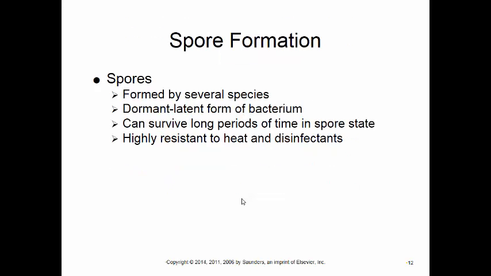Bacteria can divide, and we saw them go from one bacteria to two. If the conditions change and it's not in the best environment, some bacteria can go into a dormant or latent form, and that's called a spore. These spores usually have very little fluid inside of them and can exist for a long period of time outside of their normal happy environment. These spores are also highly resistant to heat and disinfectants. Therefore, they're more resistant.